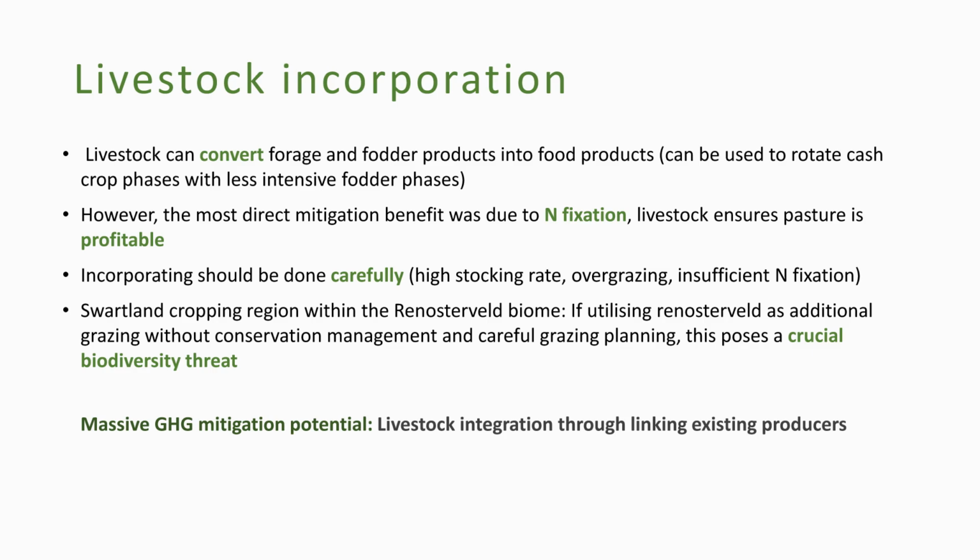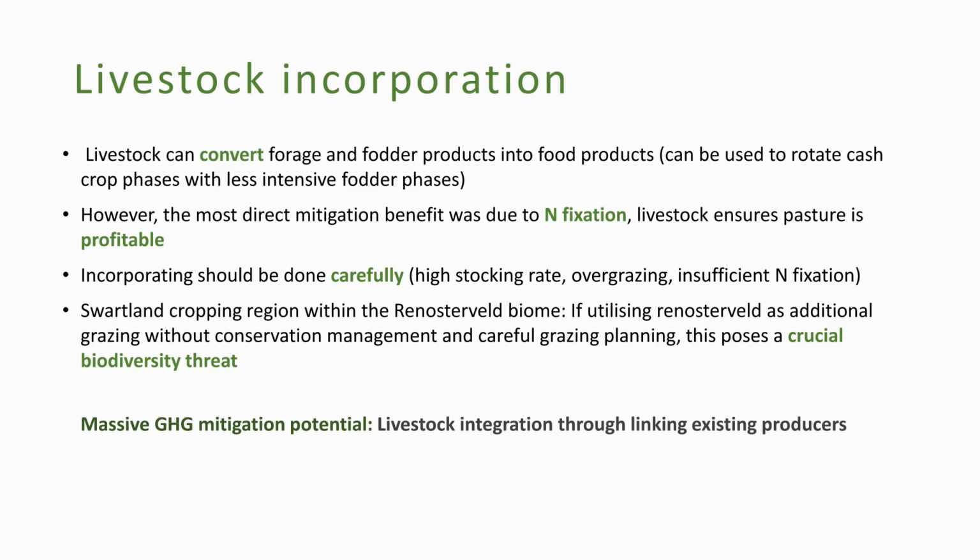And then the last thing is, when you incorporate livestock, you have to do this carefully. If you incorporate too much livestock, then you're going to have overgrazing, and you could reduce your ability to fix nitrogen and also reduce the soil carbon sequestration. And then also just to keep the context in mind, the Swartland area is in the Renosterveld biome, which is a biodiversity hotspot, and being able to manage your grazing and not have that impact the Renosterveld is very important.